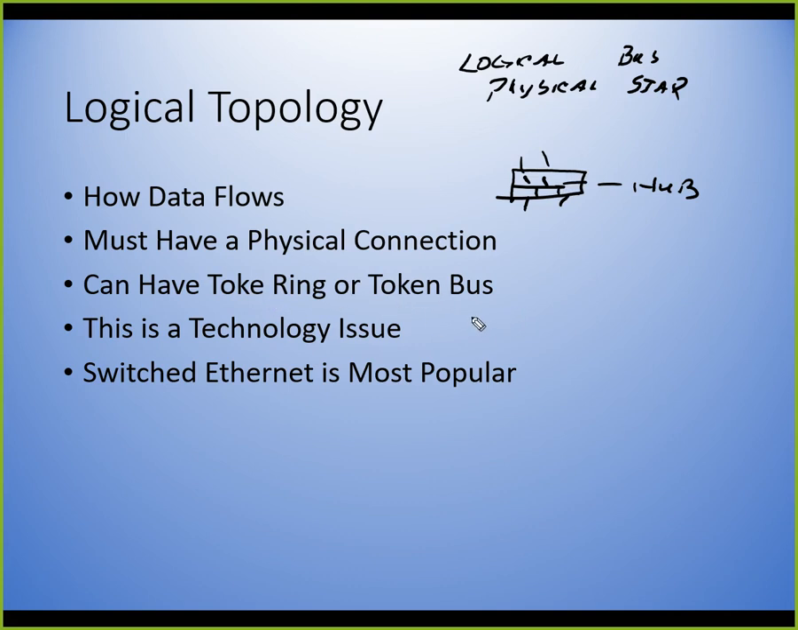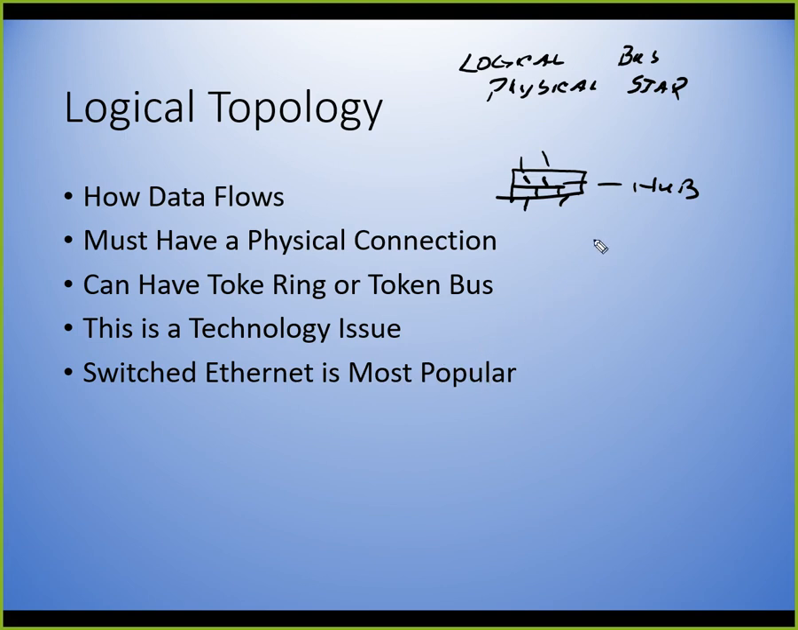You can have a token ring. There actually is a token bus, but we don't really talk about it. I've never seen one. I don't know if anybody uses it. Technology issue when we do these things. Switched Ethernet is the most popular. Switched Ethernet doesn't have collisions. Switched Ethernet uses, and we'll talk about switches, special technologies on switches to only send the data to the correct location.